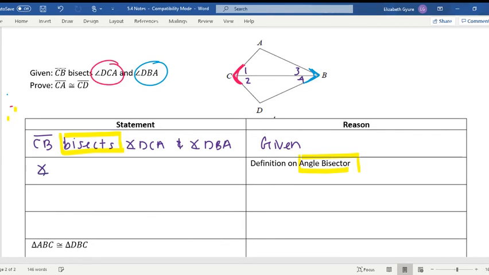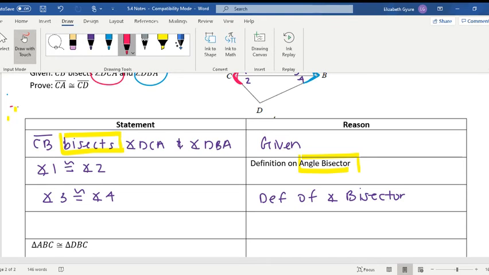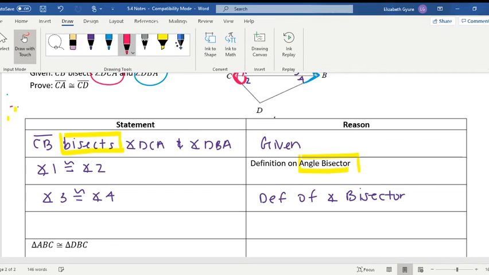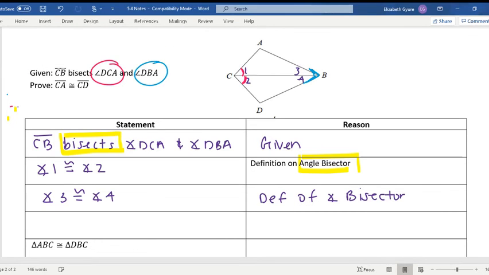So I'm going to say angle 1 is congruent to angle 2. That's the definition of an angle bisector. And in the next line, I can also say 3 is congruent to 4. And that's also the definition of an angle bisector. Again, if you prefer to do that in one step, that's fine. Just cross out one of your lines because you will have an extra. So we're going to have congruent angles here, and we're going to have congruent angles here.